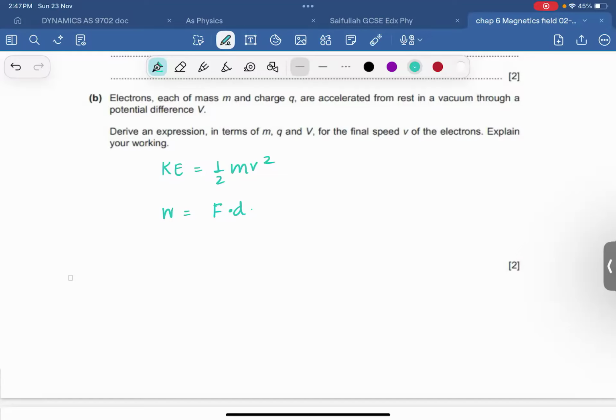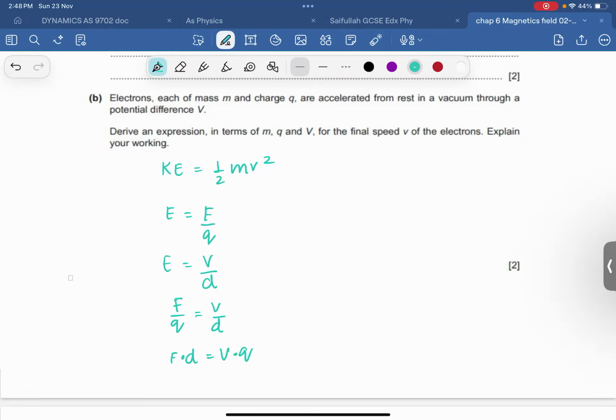Or, okay, we have the potential difference. We can use two different things. Electric field is equal to F over Q, and electric field is equal to V over D, right? So if we equate the two electric field concepts, we end up getting F over Q is equal to V over D, okay? And then F times D is the work done, and V times Q is equal to work done, right?